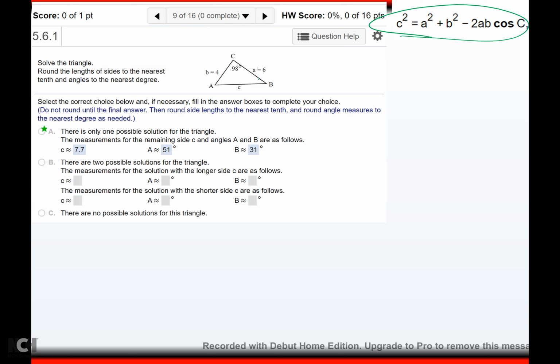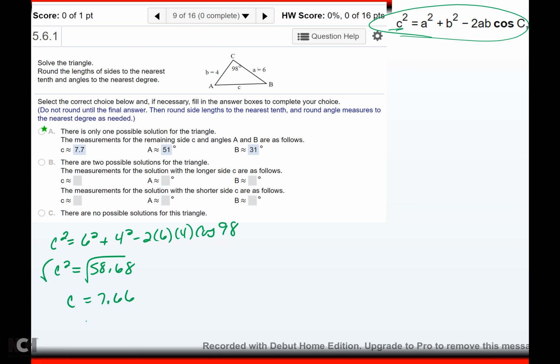Well, let's find the missing side. So if I'm looking for little c, I'm going to use that. So I have c squared equals a squared plus b squared minus 2 times a times b times cosine of 98 degrees. And if I type that in, I get c squared equals 58.68, square root, and I get c equals 7.66, which is approximately 7.7. So there's little c.